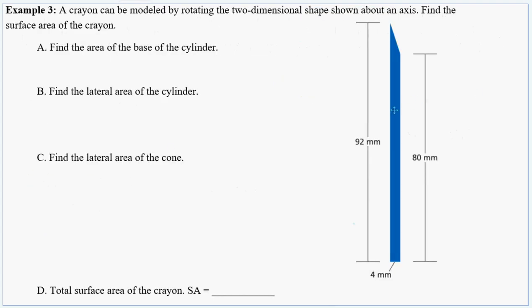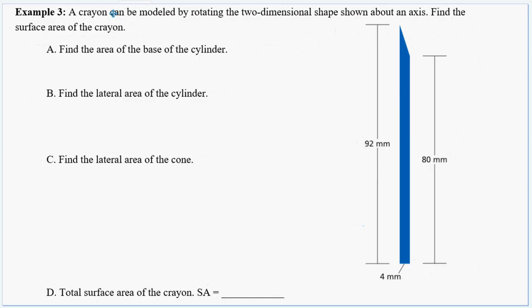Now in the last one, kind of an odd picture here, but it says a crayon can be modeled by rotating a two-dimensional shape about an axis. So imagine here, what I'm hitting in black ink, that's going to be the axis that we are going to rotate around. Down here at the bottom, this little 4 millimeter, when we rotate, that is actually going to be the radius of a circle. So here I'm just going to write r equals 4, because again, we're going to rotate that shape around a central axis. So here in the side, we're going to sort of chunk this into pieces.